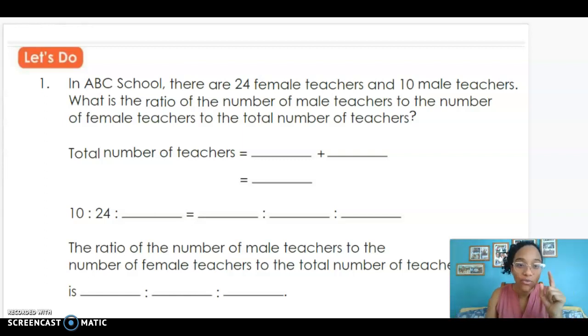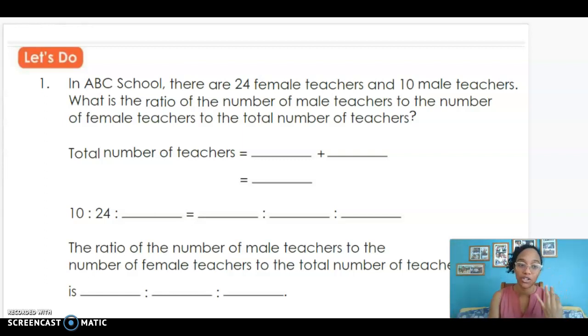So I want you guys to count the times we said 2 in that problem, because that gives you a hint about the number of colons you're going to need to write and the number of quantities we're going to be comparing. Our first step is always understanding. So don't jump into the math until you have a good idea of what you're actually trying to solve. So we've been told how many female teachers there are and how many male teachers there are. And we're supposed to compare the number of male teachers to the number of female teachers to the total number of teachers. This is a part-whole ratio.